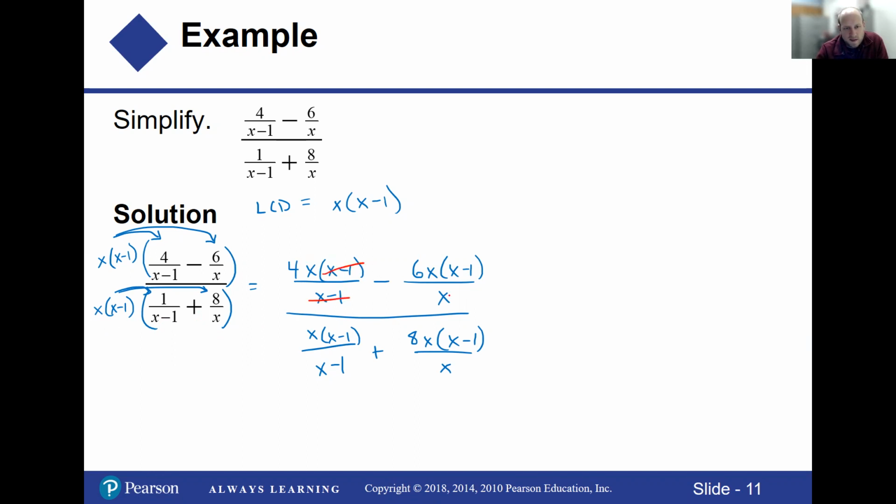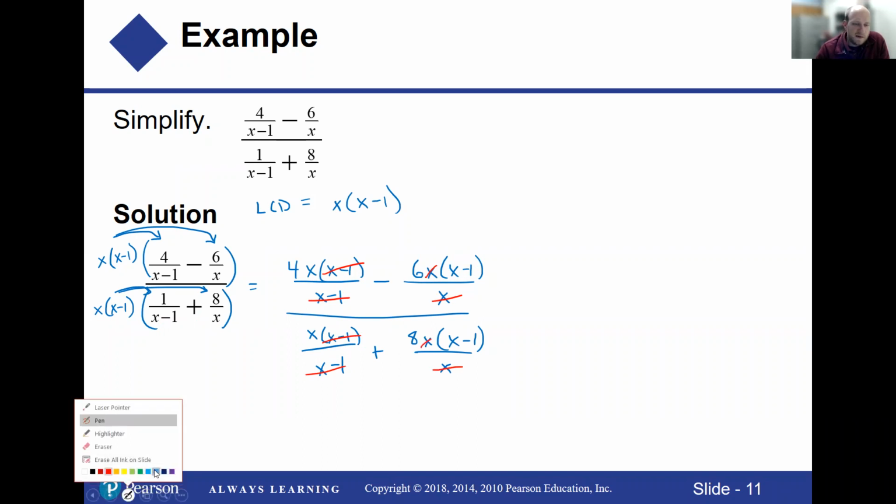So I'm left with a 4x. I can cancel out the x, okay? Don't touch this x because it's in parentheses. This is an x minus 1. I cannot just cancel an x that's being subtracted by something next to it. Then I can cancel out these x minus 1s and I cancel out these x's.